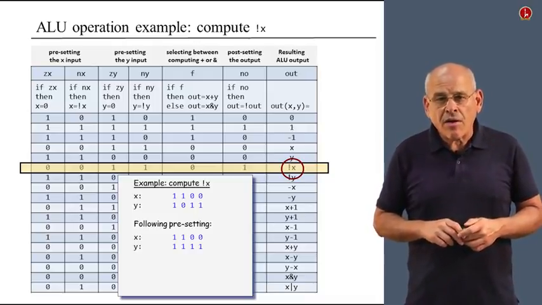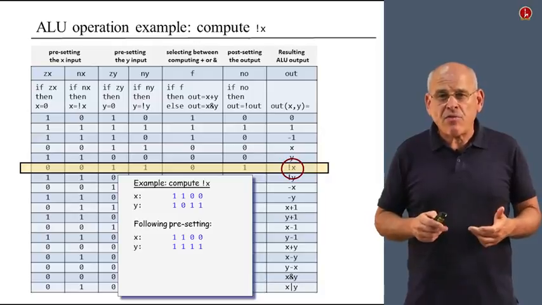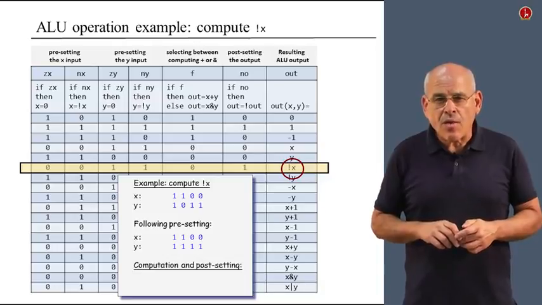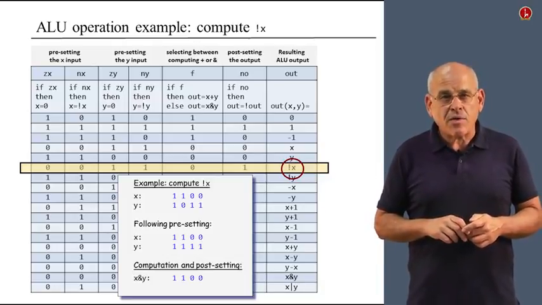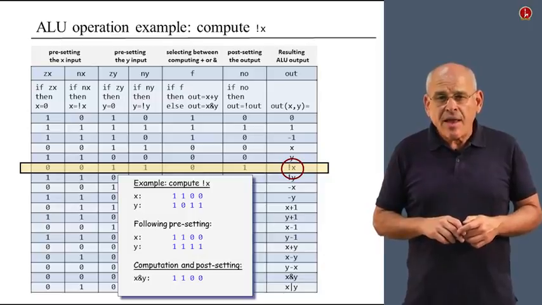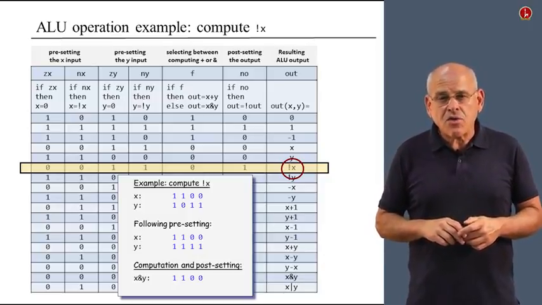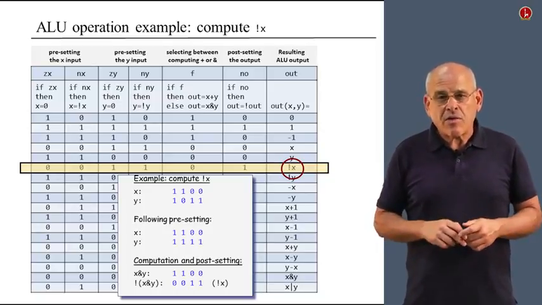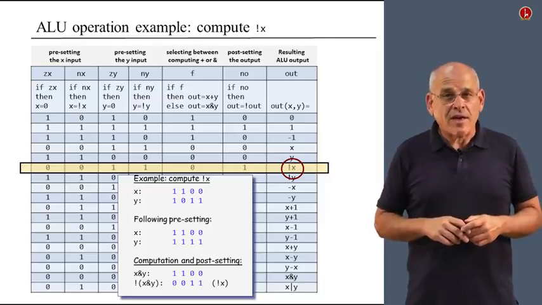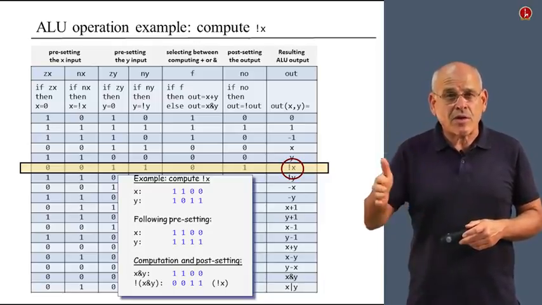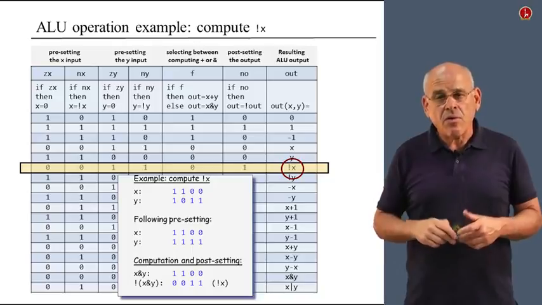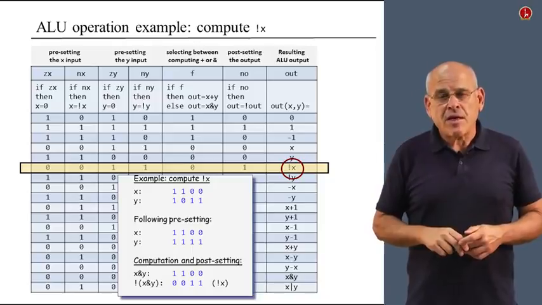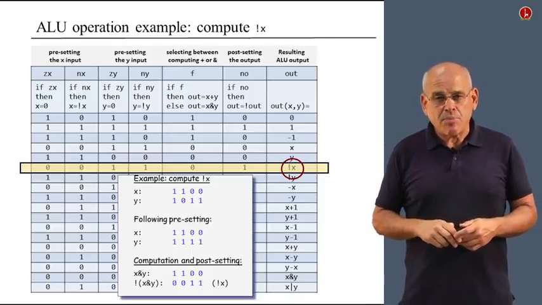Moving along, f is 0, and if f is 0, we want to compute x and y. So we compute x and y, and we get 1, 1, 0, 0. This is a bitwise and. And finally, no is 1, so we negate the result, and we get 0, 0, 1, 1. Lo and behold, 0, 0, 1, 1 is exactly not of x. If you look at the original x, which was 1, 1, 0, 0, we got not x. So we have proved that this row in the truth table performs as advertised, so to speak.